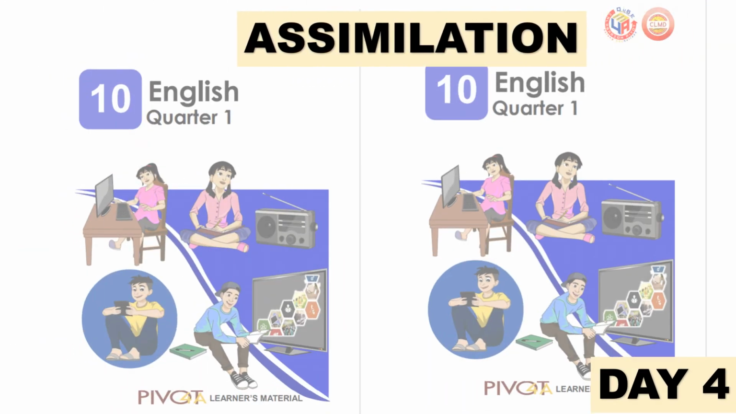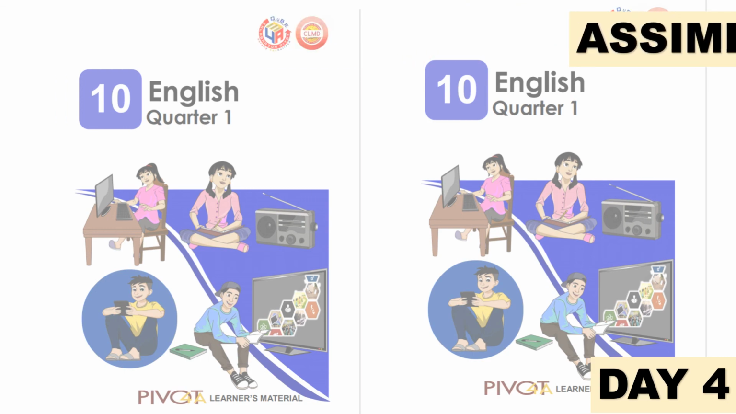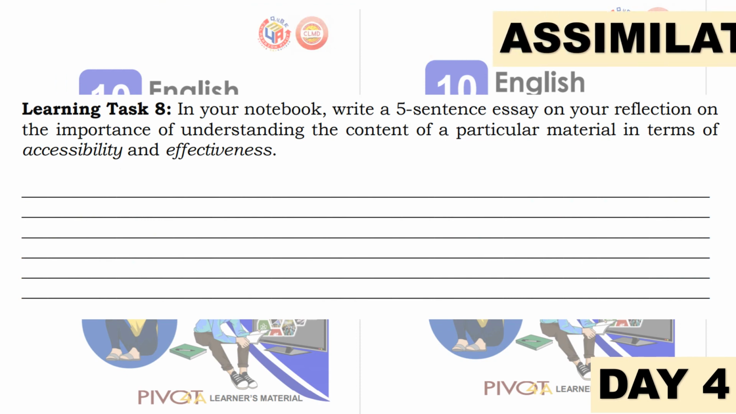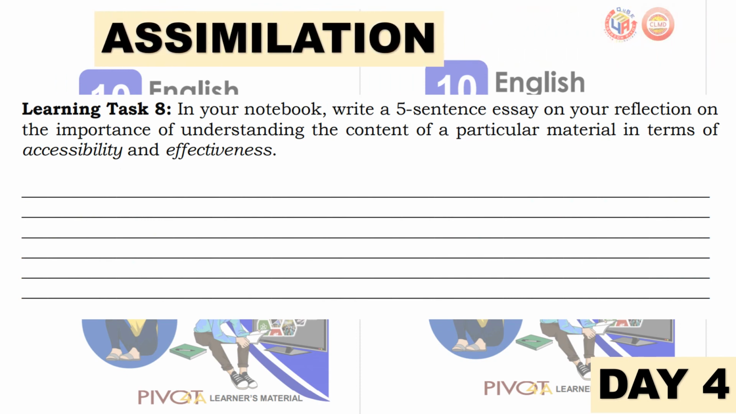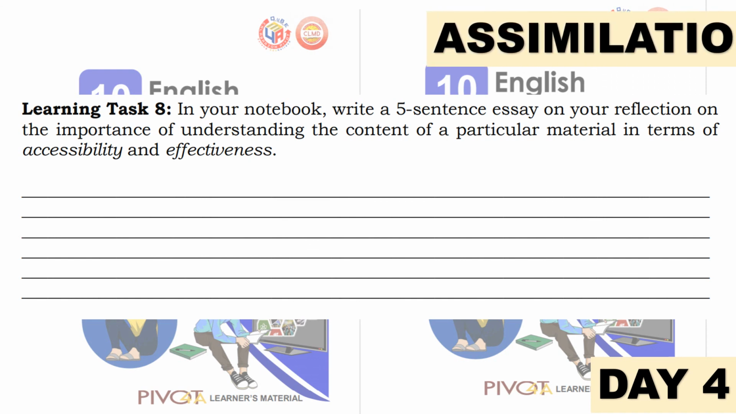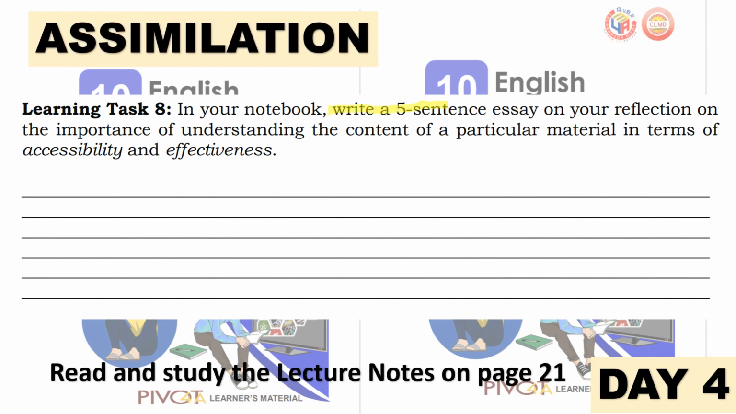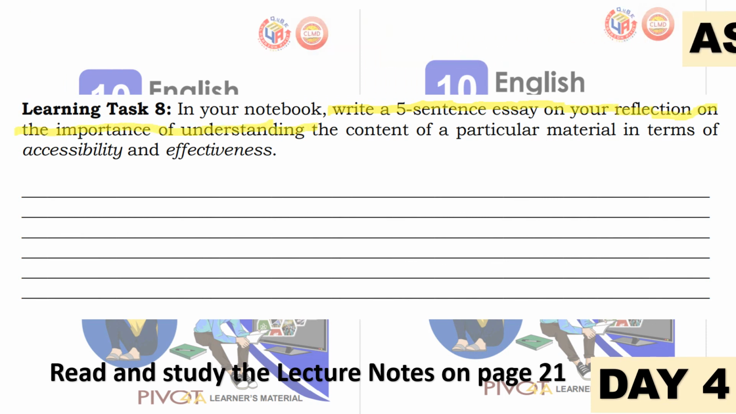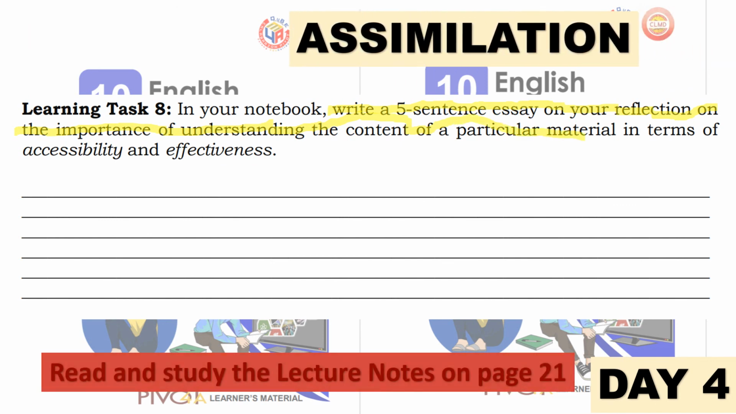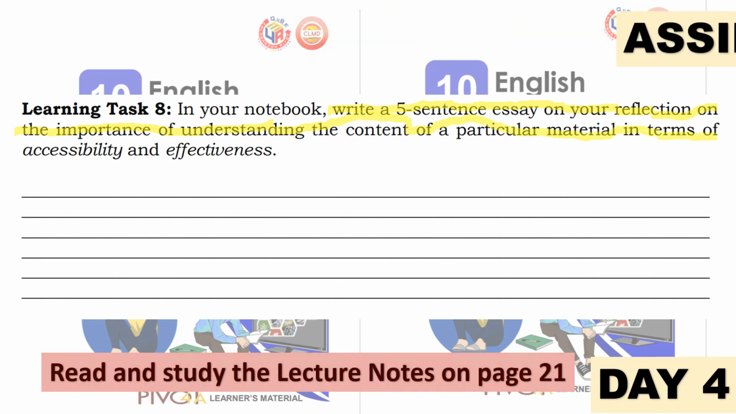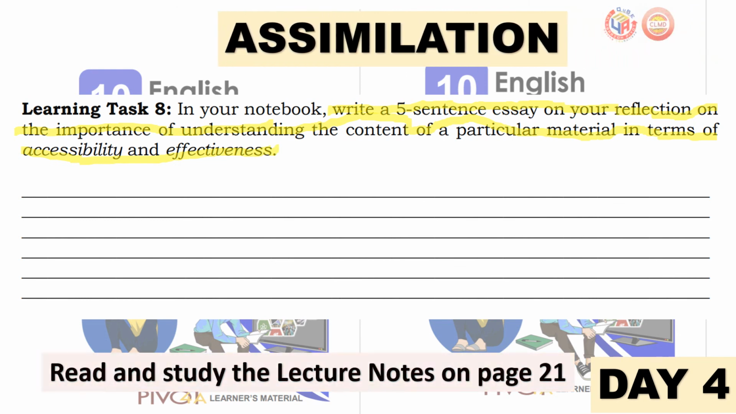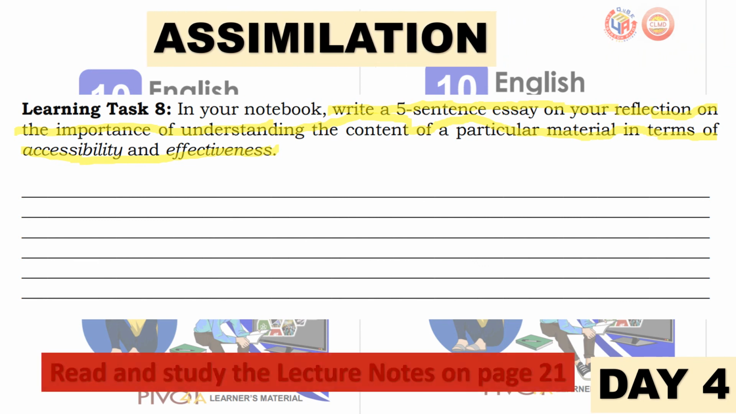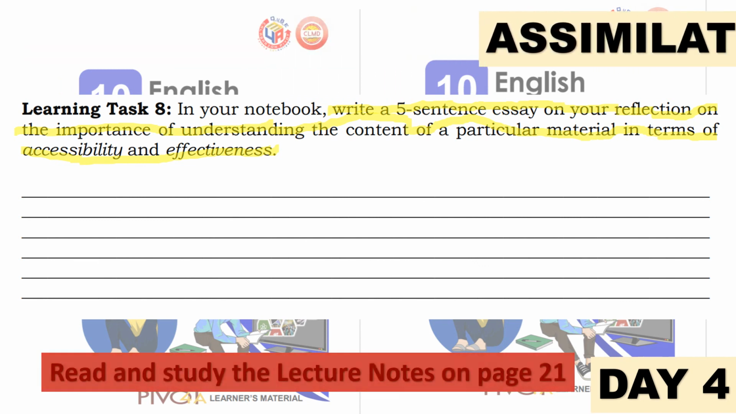At last! This is the last task for day 4. By this time, you should already know the importance of accessibility and effectiveness. On your paper, write a 5-sentence essay on your reflection on the importance of understanding the content of a particular material in terms of accessibility and effectiveness. You are going to explain why it is important that information has accessibility and effectiveness.